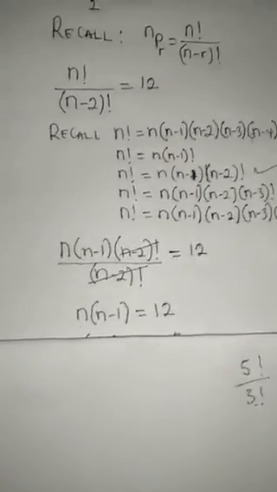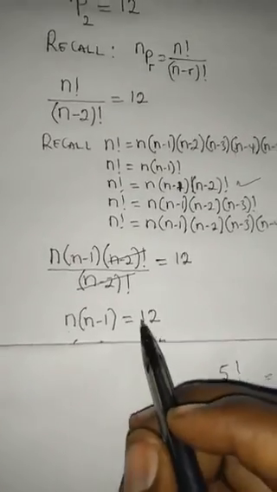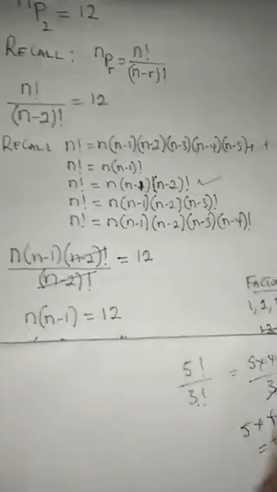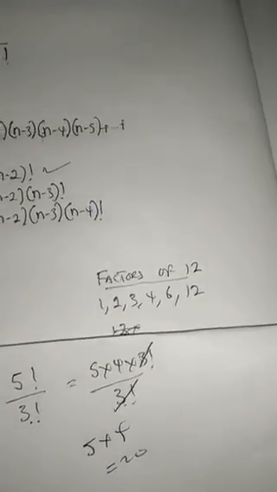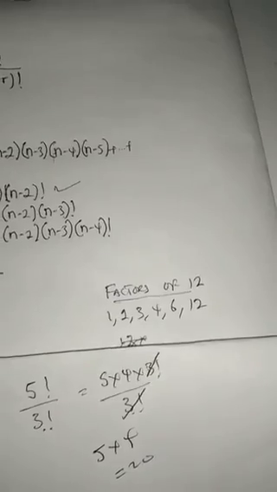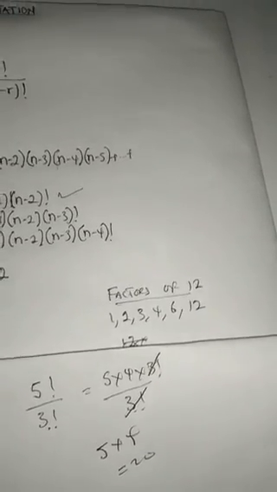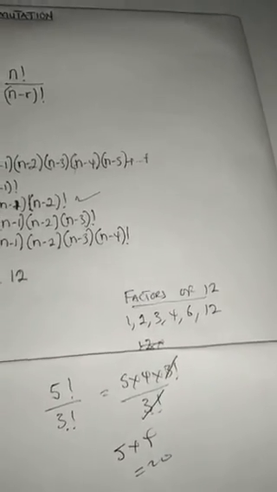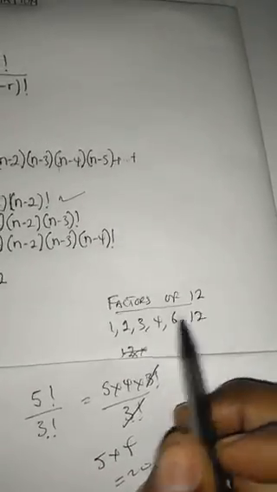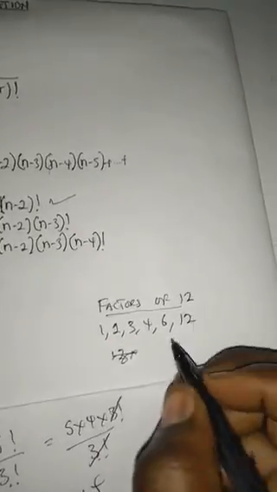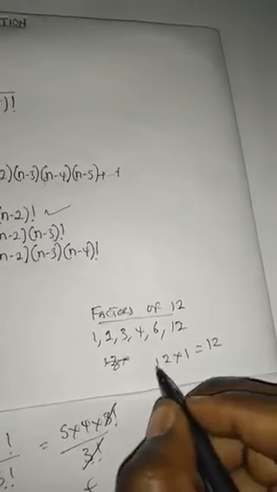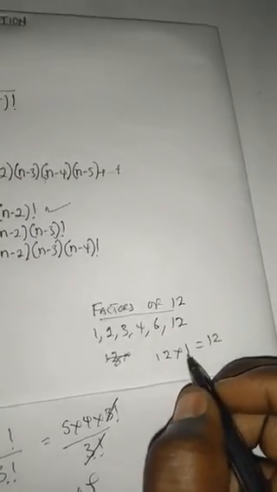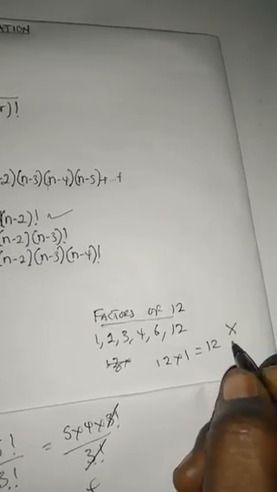Like I said in my earlier video, look at this value here, this 12. You ask yourself, what are the factors of 12 that if I multiply them, they will give me 12? But the condition is that 1 must separate them. Now look at this. If I multiply 12 times 1, I'm going to have 12. But if you check in between 12 and 1, 11 is in between them. So this is a no-go area.